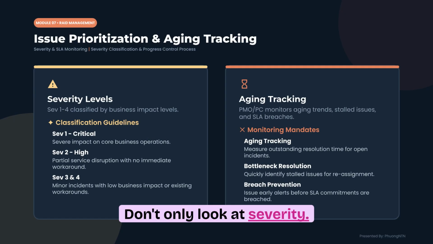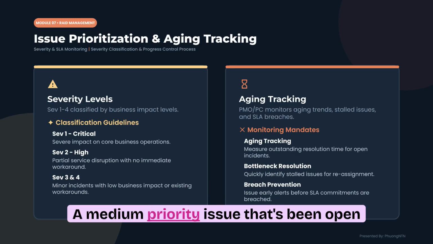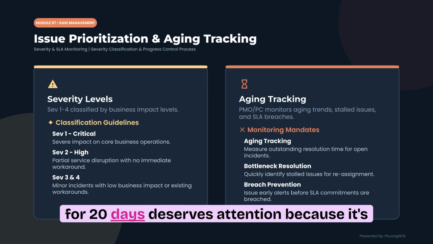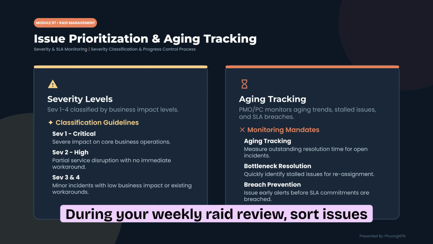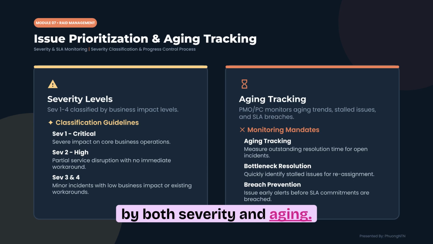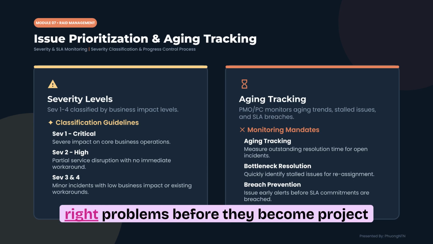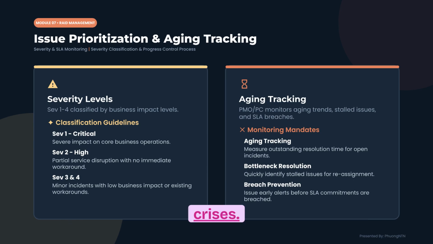Don't only look at severity. Also look at aging. A medium priority issue that's been open for 20 days deserves attention because it's blocking progress. During your weekly RAID review, sort issues by both severity and aging. This simple habit helps you escalate the right problems before they become project crises.